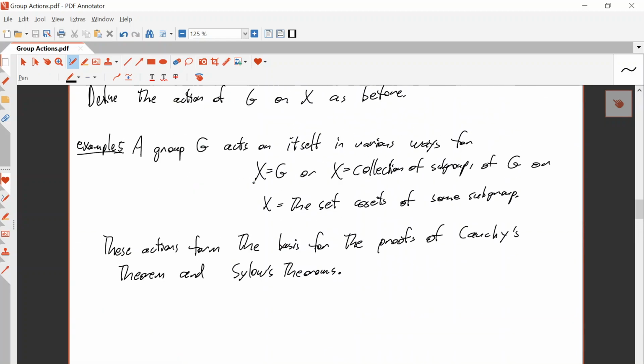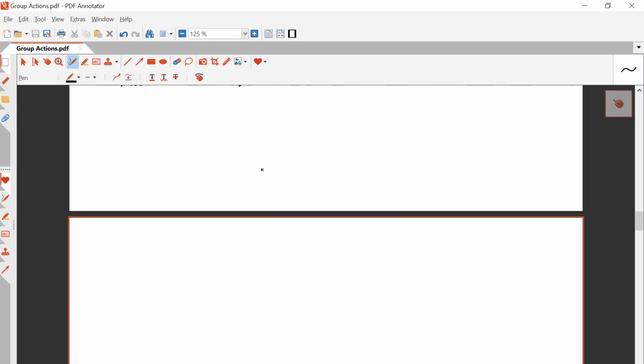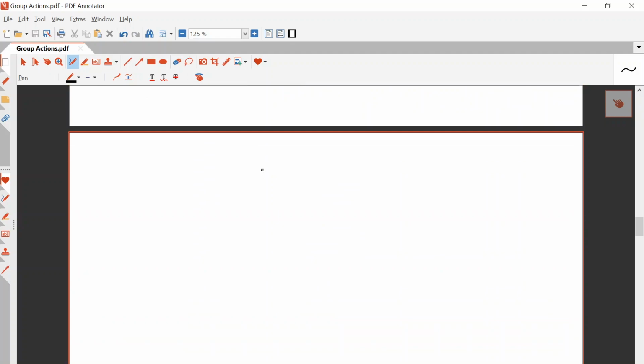But I don't want to go over those. I just want to go over these geometric things. All right. So the various examples of group actions.